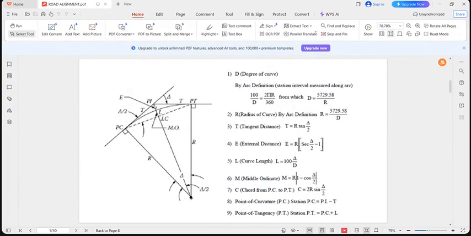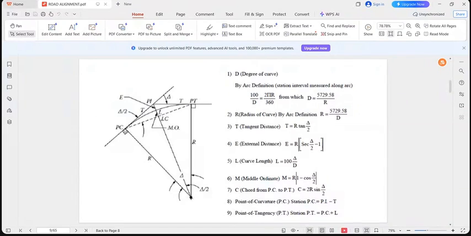This is the point of intersection. Of course, this is the intersection angle. Then we have this PC. This PC is what we call point of curvature. I give you maybe 1 minute. You just make a sketch of this, and then I can talk about all of these elements when you have this sketch, if you can. So it will be better for you.